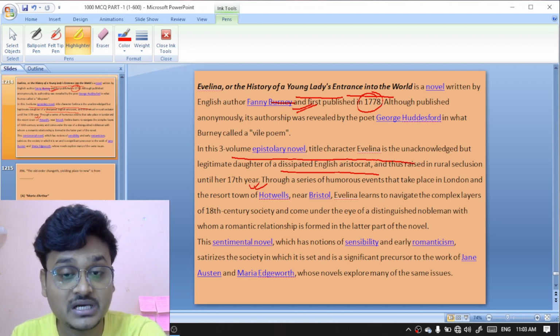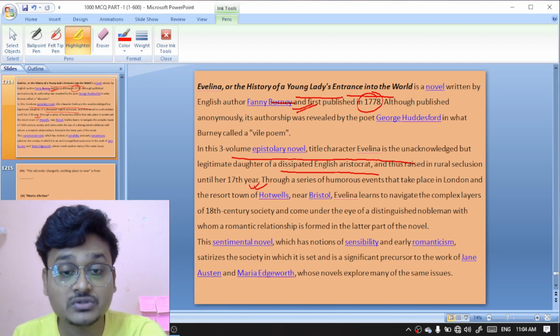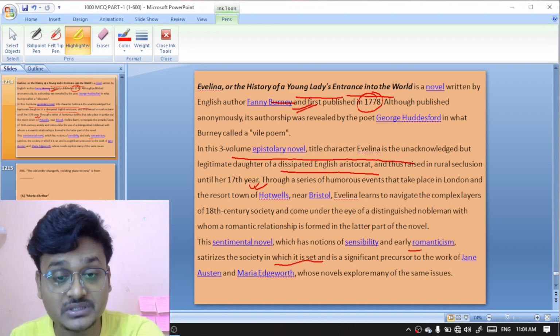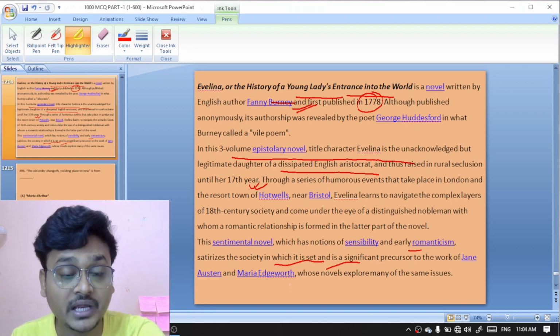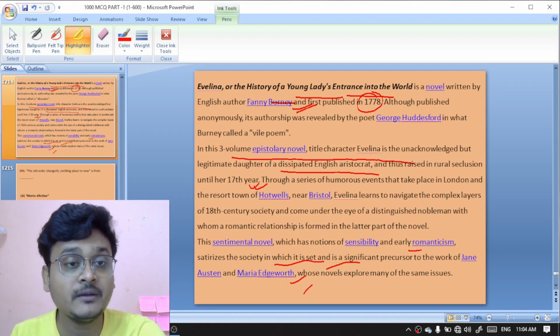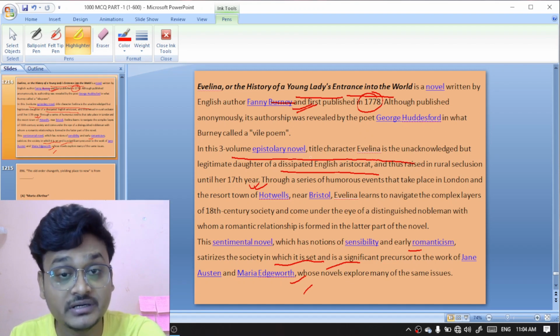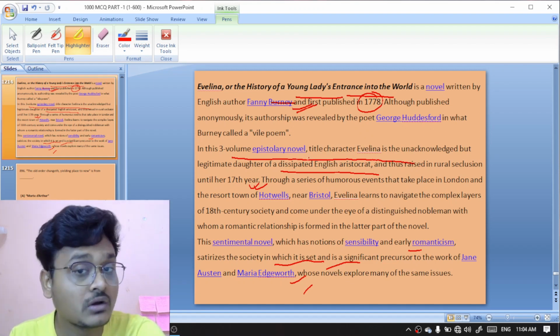This sentimental novel, with its notions of sensibility and early romanticism, satirizes the society in which it is set, and is a significant precursor to the work of Jane Austen and Maria Edgeworth, whose novels explore many of the same issues. So Evelina, or the History of a Young Lady's Entrance into the World, is a novel by Fanny Burney, published in 1778, which is an epistolary and sentimental novel.